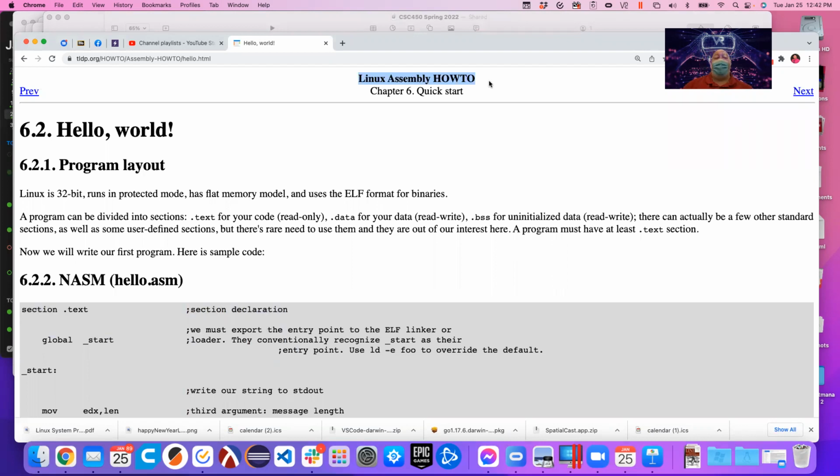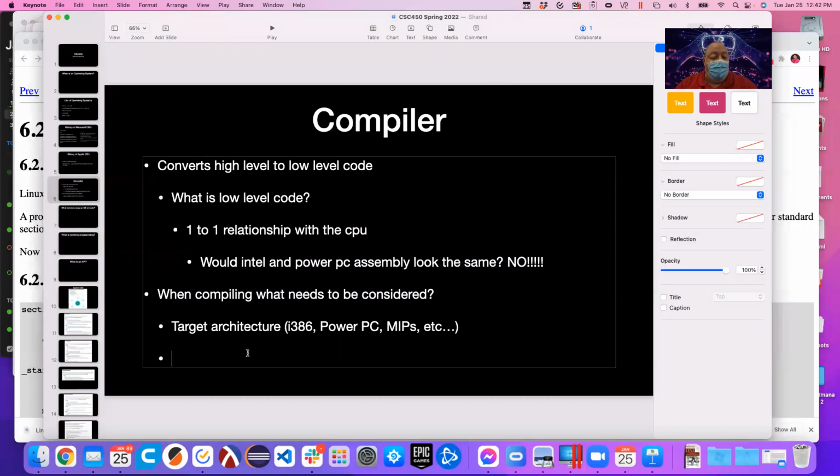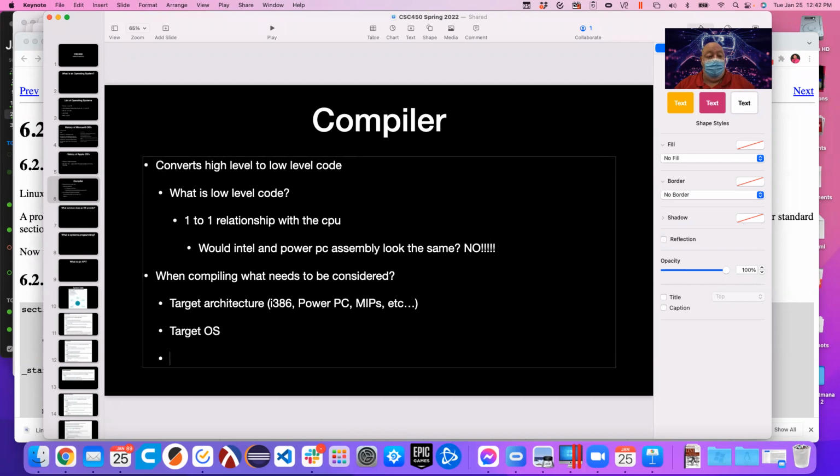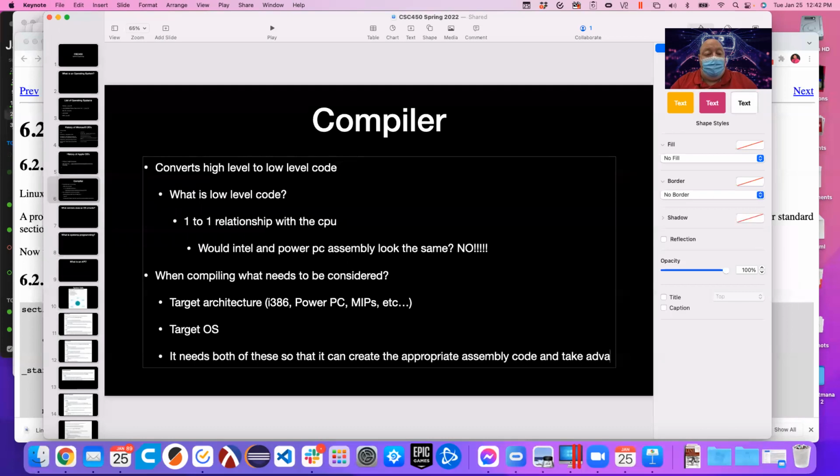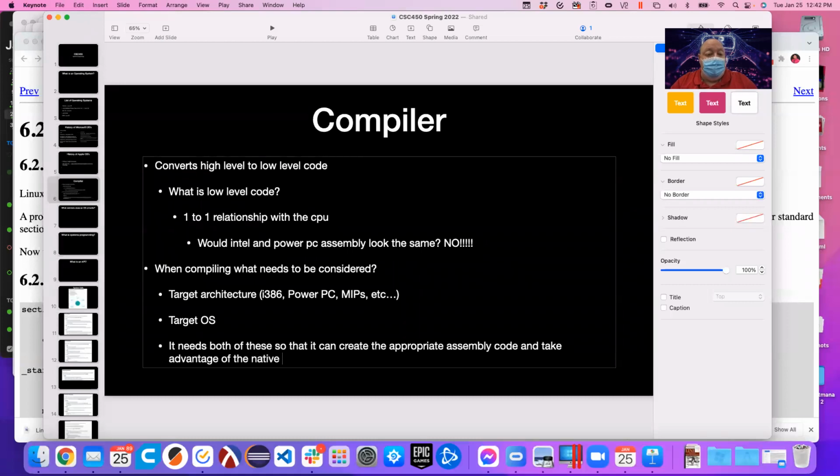Now, does the NT kernel have kind of an equivalent to syswrite? It has something that lets you kind of display stuff to the screen. Okay, but syswrite, this specific one, is something that's part of the system calls for Linux. So a compiler needs to know about the target architecture. It also needs to know about the target OS. It needs both of these so that it can create the appropriate assembly code and take advantage of the native system calls of the underlying OS. Does that make sense?